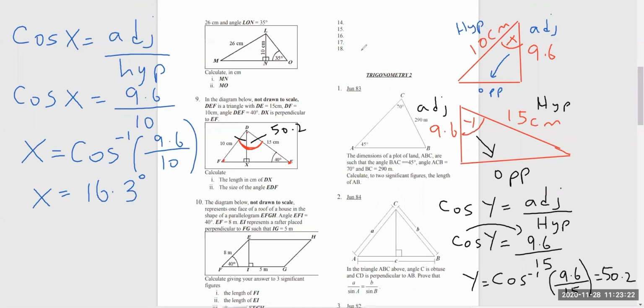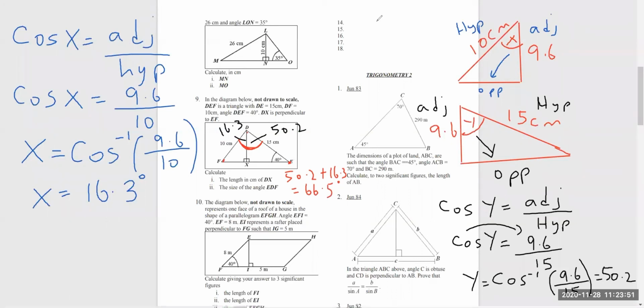And this one here being 16.3. To find the total angle, what would the total angle be? 66.5. Right, so the total angle would be 50.2 plus 16.3. When you add this, you get 66.5 degrees.